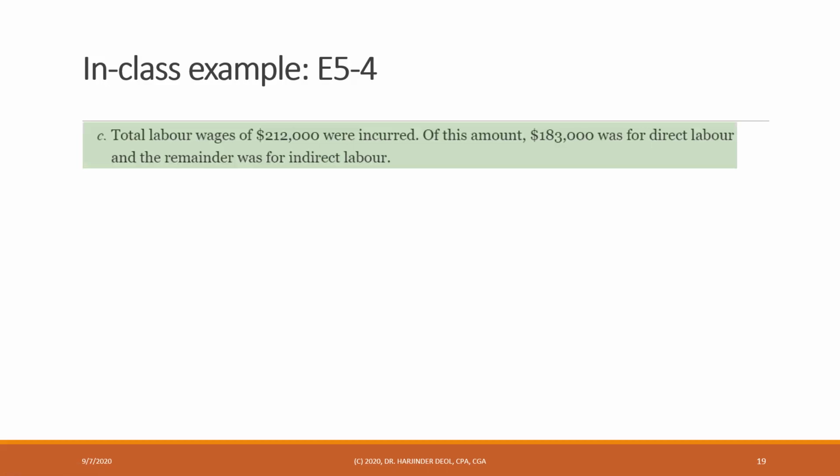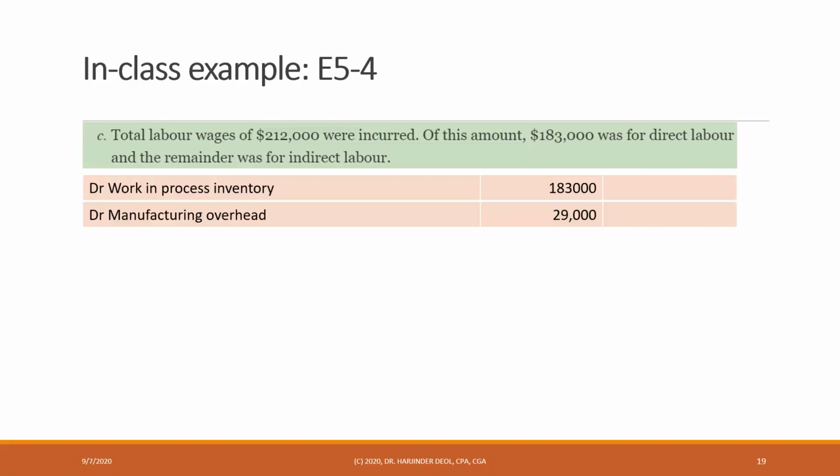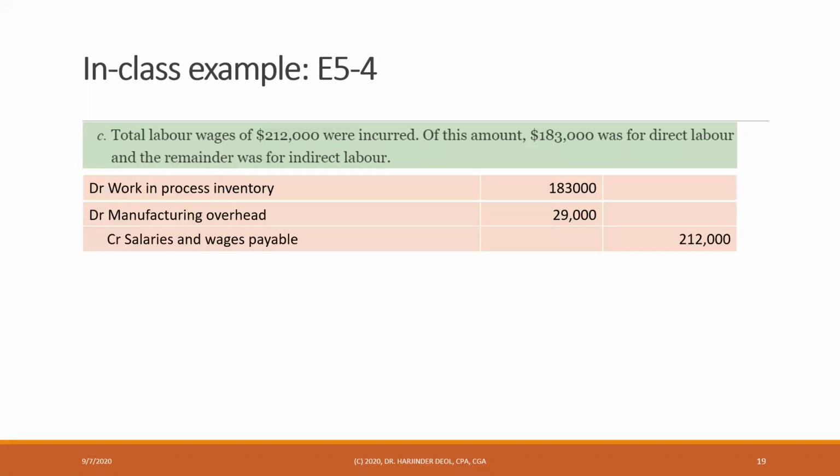The third transaction, total labor wages of $212,000 were incurred. Of this amount, $183,000 was for direct labor, and the remainder was for indirect labor. So the cost of direct labor, we would debit work in process inventory. For the cost of the indirect labor, we will debit manufacturing overhead. And for the total labor wages, we will credit salaries and wages payable.